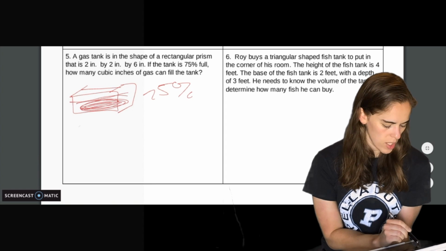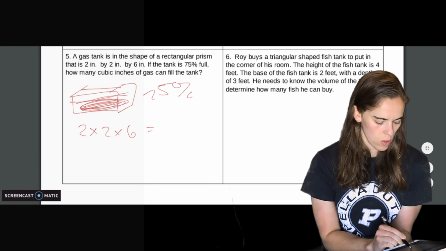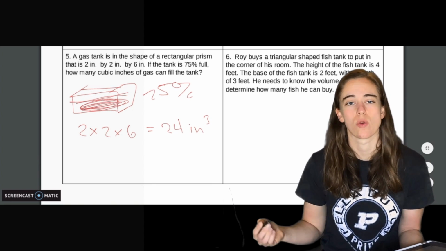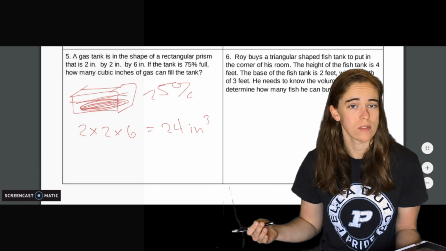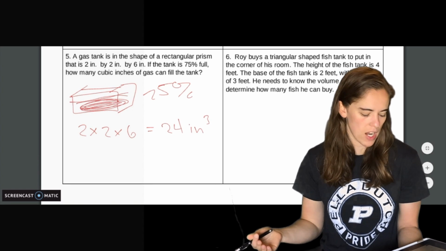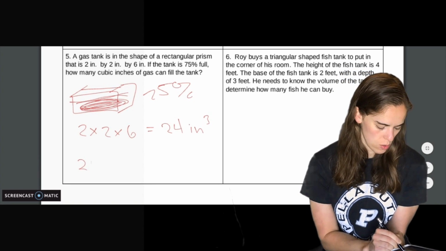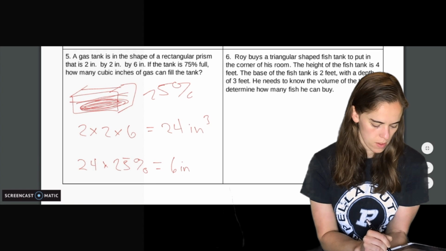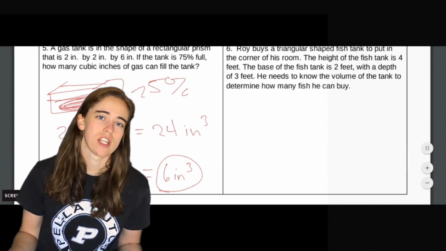So we're going to use length times width times height. 2 times 2 times 6. That gets us a total of 24 inches cubed. But I just need to know 25% of that. So here I can either take 25% times 24, or I can just divide 24 by 4, because 25% is 1/4. Either way, I get an answer of 6 cubic inches.